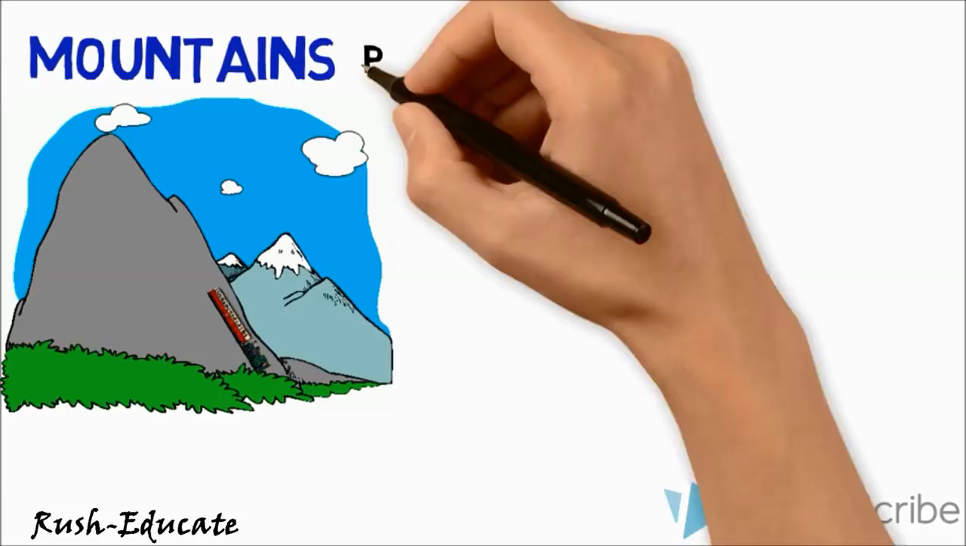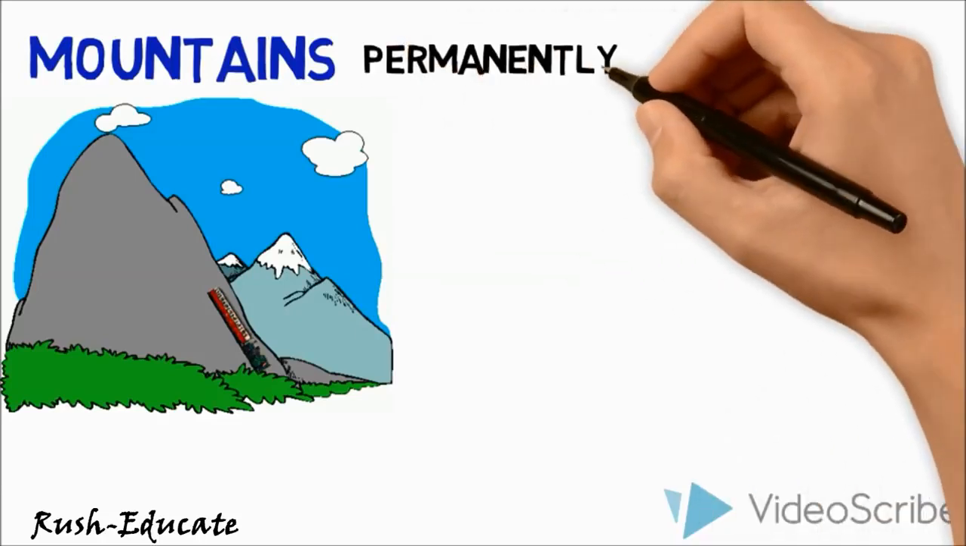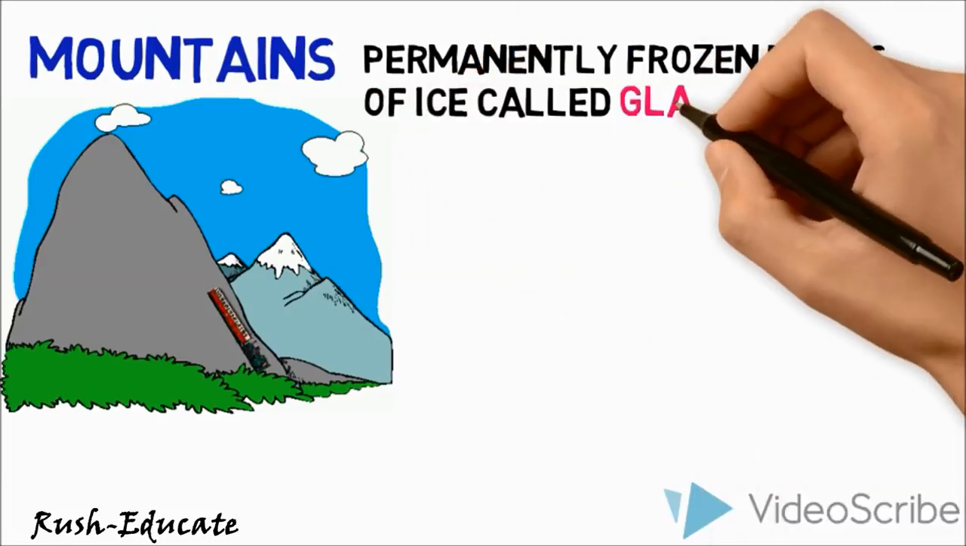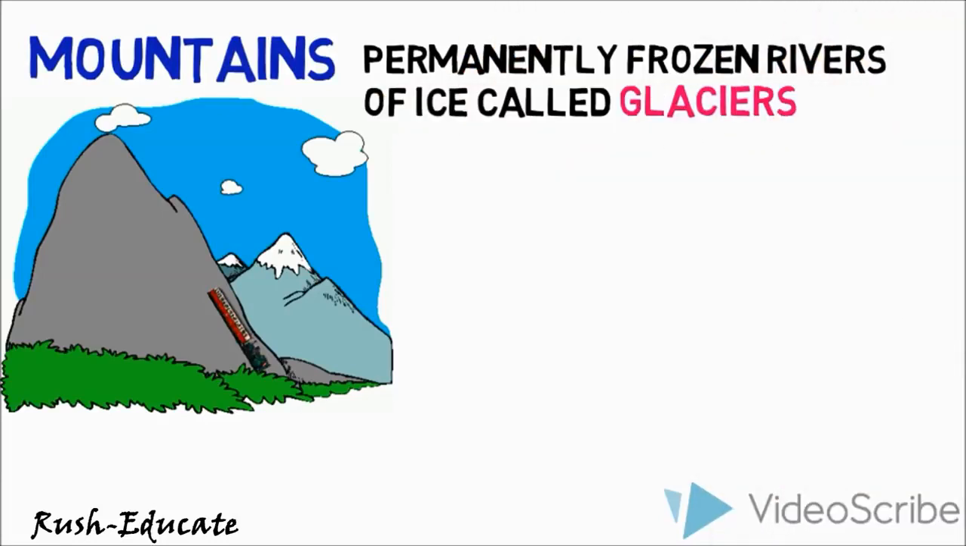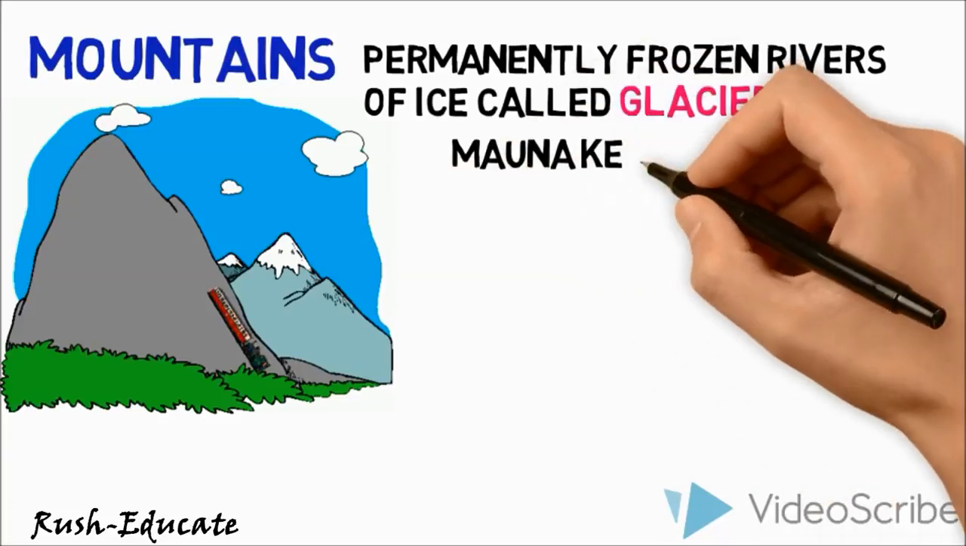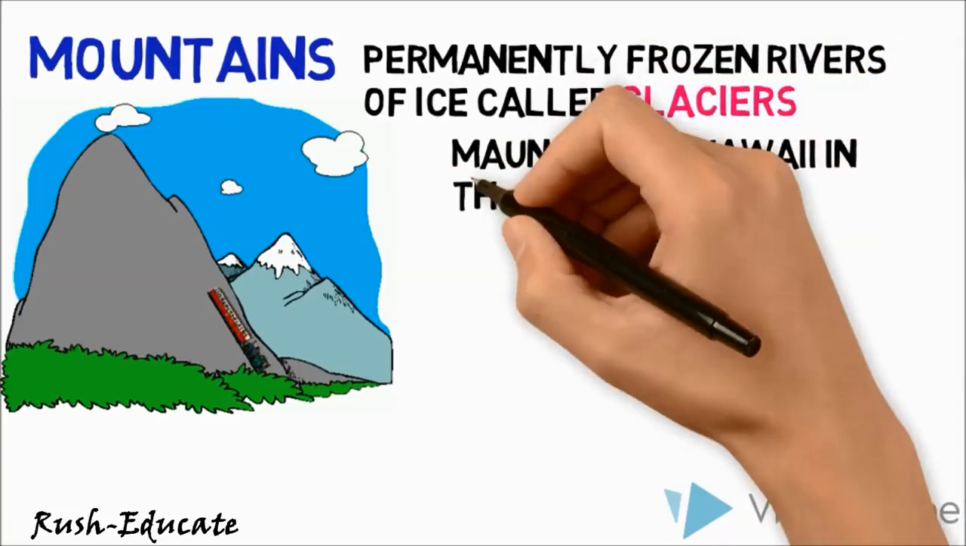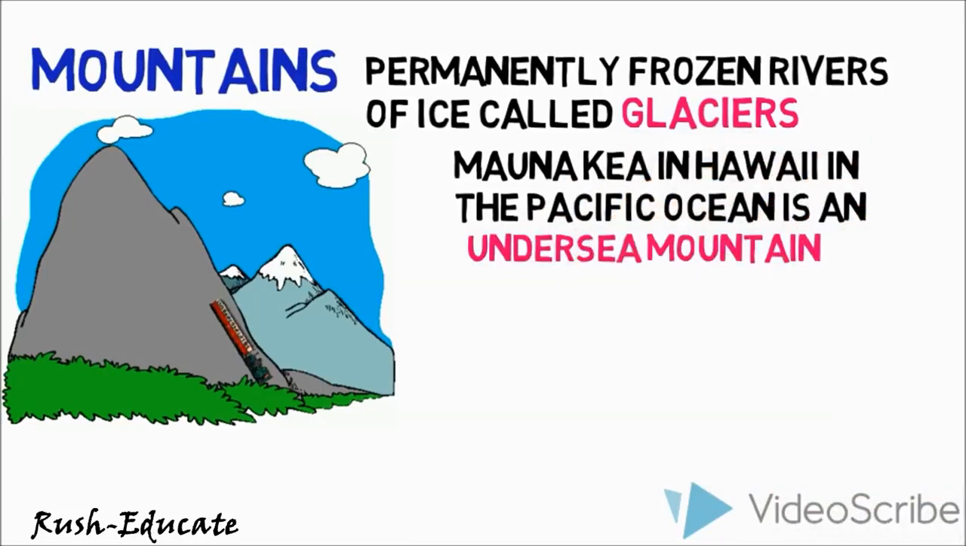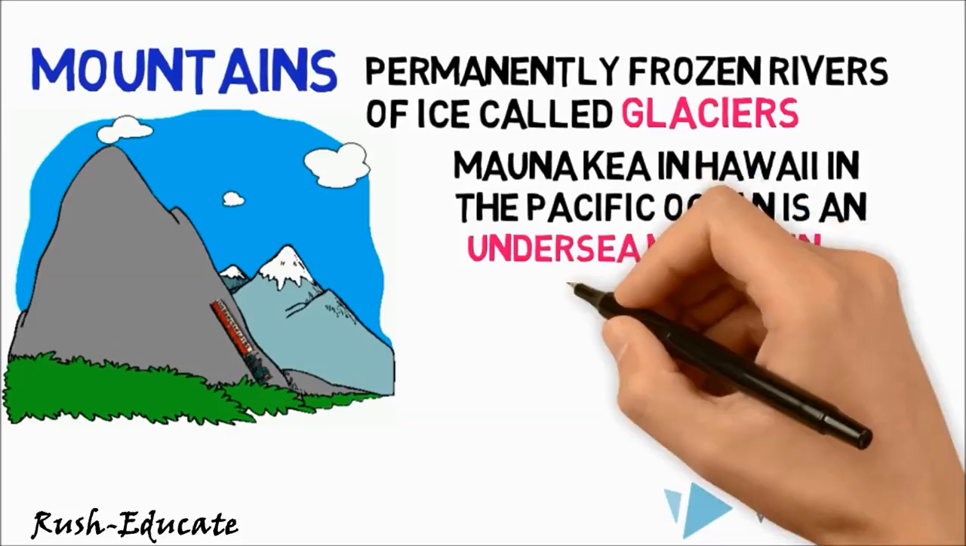As you go higher, the climate becomes colder. In some mountains, there are permanently frozen rivers of ice. They are called glaciers. There are some mountains you cannot see, as they are under the sea. Mauna Kea in Hawaii in the Pacific Ocean is an undersea mountain. It is higher than Mount Everest, being 10,205 meters high.